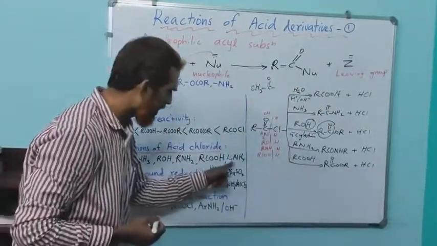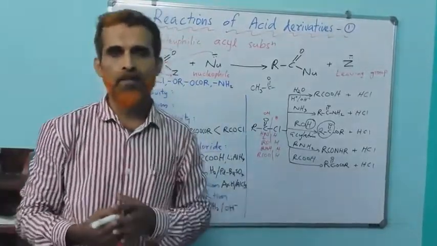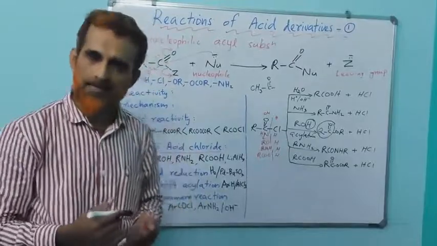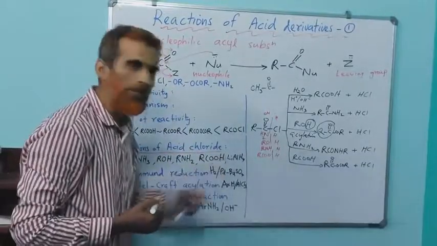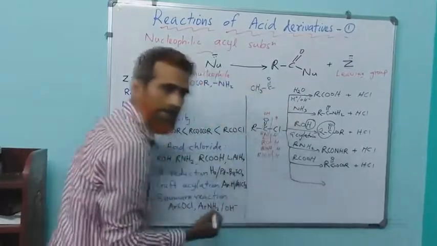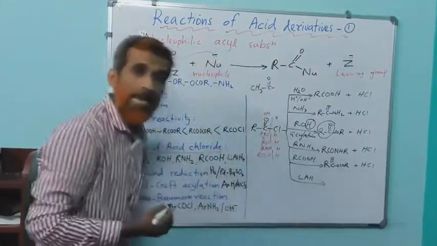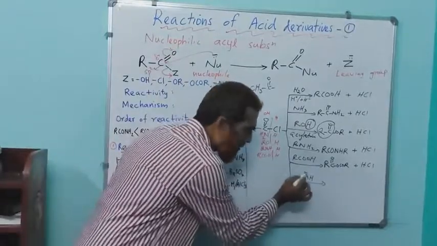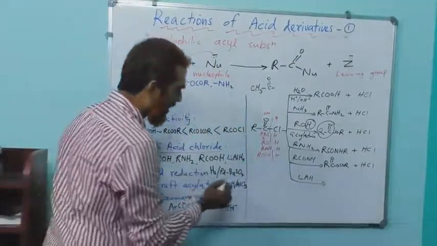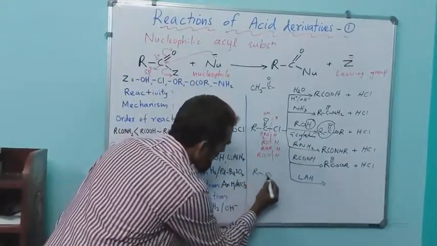Now next one, what is this? LiAlH4, one of the popular reducing agents used in organic reactions. Lithium aluminum hydride is used for reduction. It is also shortly written sometimes as LAH, lithium aluminum hydride. So what is the reduction? What is the product? We can understand the reduction like this.